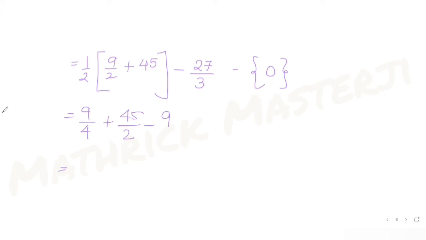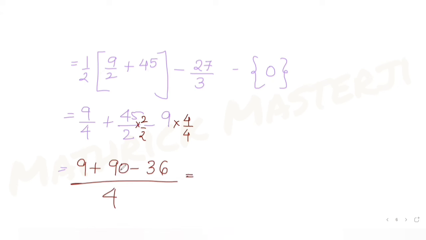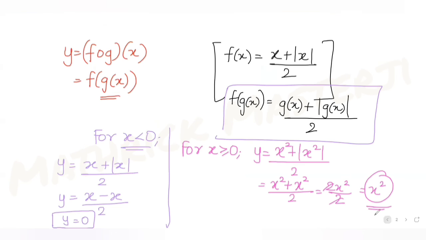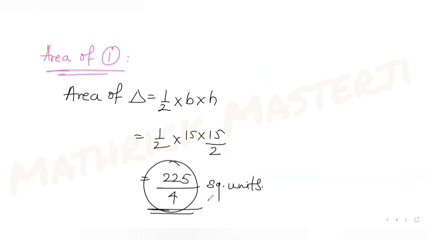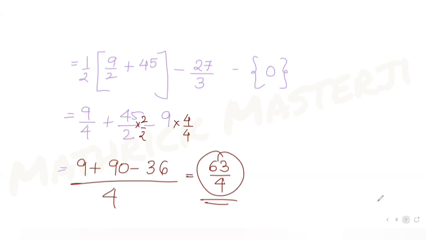So if I try to make the denominator the same for all of them, it's multiplying by 2 here and it's multiplying by 4 here. So this gives you 9 plus 90 minus 36 divided by 4. So 99 minus 36, which is nothing but 63, divided by 4. So you get the value of this integral as 63 divided by 4. Now, if I see, I have got the area of the first region as 225 divided by 4. The next one was 63 divided by 4.